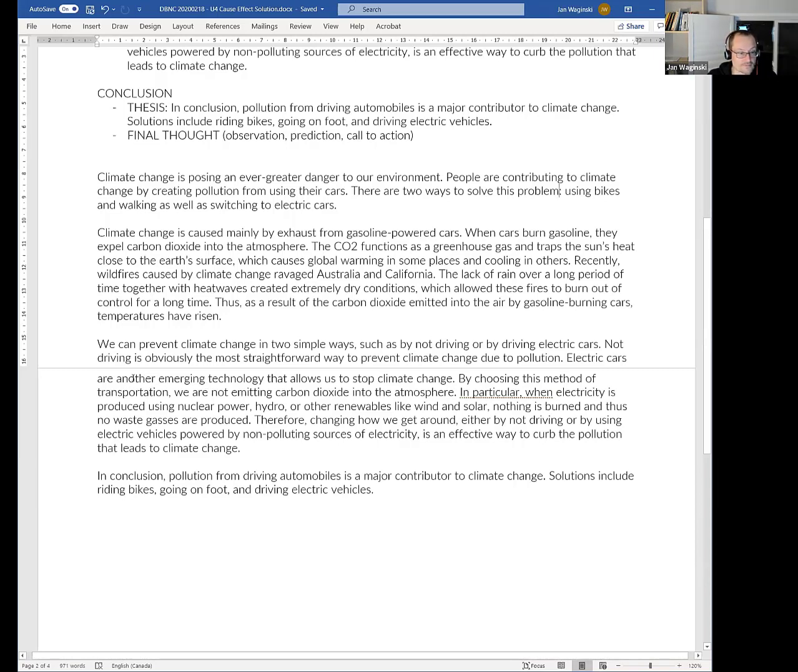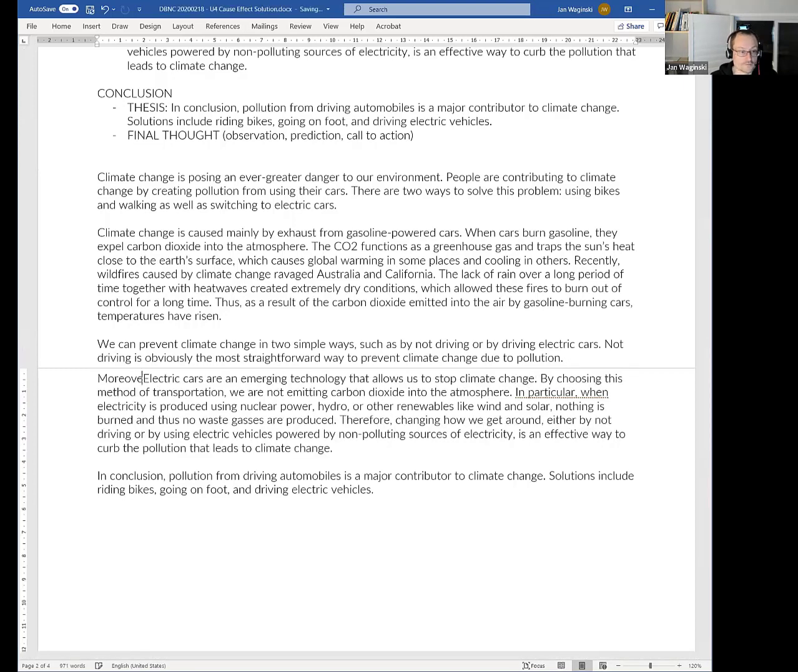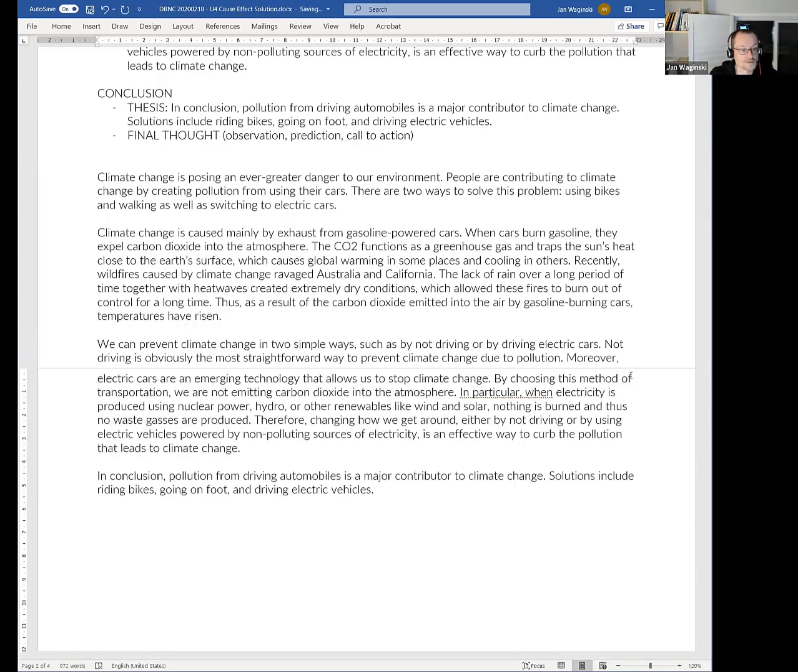So we don't have a first emerging technology. Electric cars, moreover, I'm going to put a transition in here. Moreover, electric cars are an emerging technology that allows us to stop climate change. By choosing this method of transportation, we're not emitting carbon dioxide into the atmosphere. In particular, when electricity is produced using nuclear power, hydro, or other renewables like wind and solar, nothing is burned, and thus no waste gases are produced.